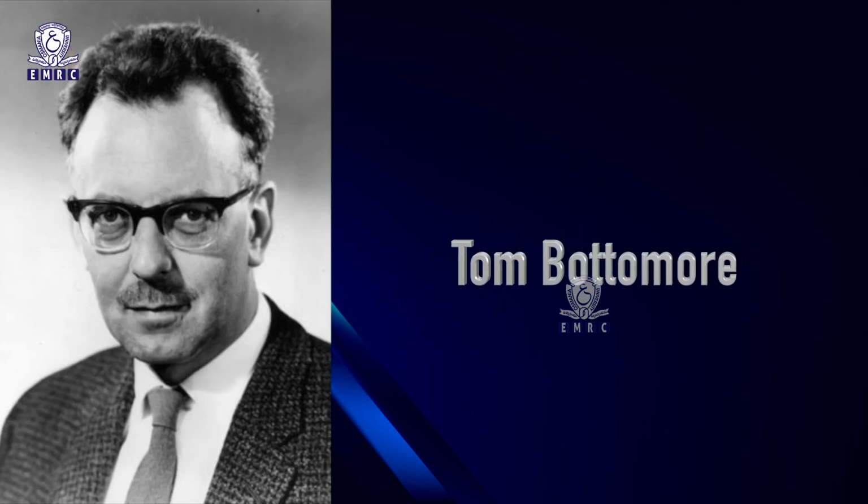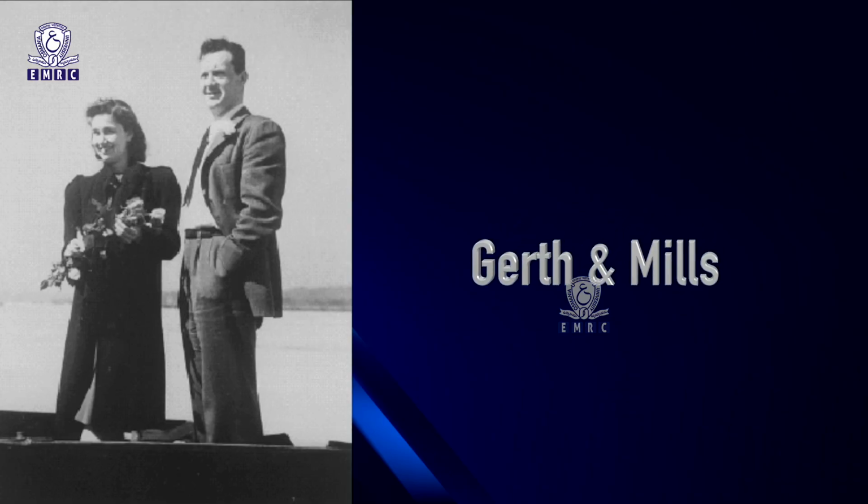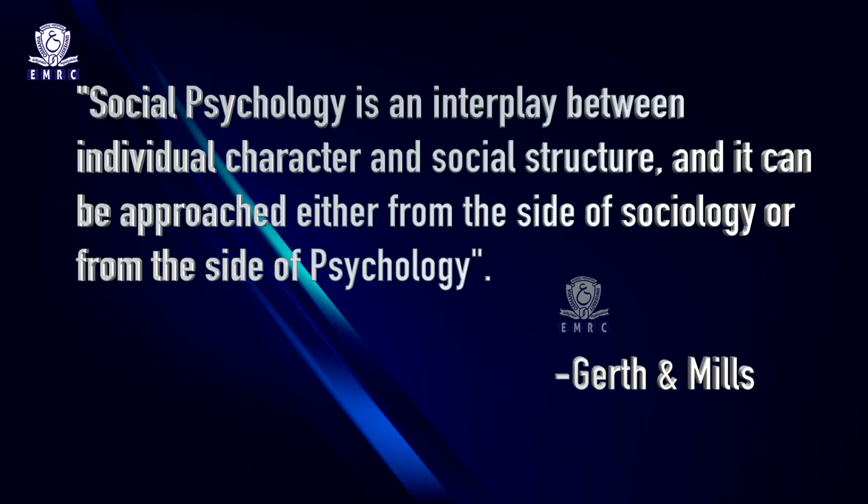According to Baltimore, in almost every field of inquiry, it can be shown that psychology and sociology continue for the most part as two separate universes of study. However, some attempts have been made to bring them together in most of the valuable works of Goethe and Mills. According to them, the study of social psychology is an interplay between individual character and social structure, and it can be approached either from the side of sociology or from the side of psychology. They have even suggested the concept of role to bridge the gap between the two sciences. Social role represents a meeting point of the individual organism in the social structure and is used as the central concept and social structure in the same terms.